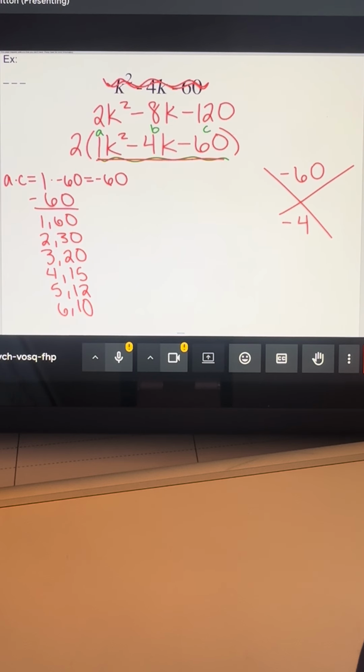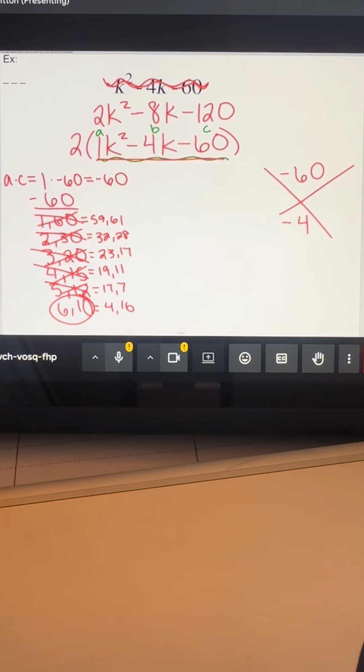So looking at my factors, 1 and 60 will give me 59 and 61. So that's not 4. 2 and 30 will give me 32 and 28 when I add and subtract them. So that's not it. 3 and 20 will give me 23 and 17. Not 4. 4 and 15 will give me 19 and 11. 5 and 12 will give me 17 and 7. And then 6 and 10 will give me 4 and 16. So the only one that would give me a 4 is my 6 and 10.